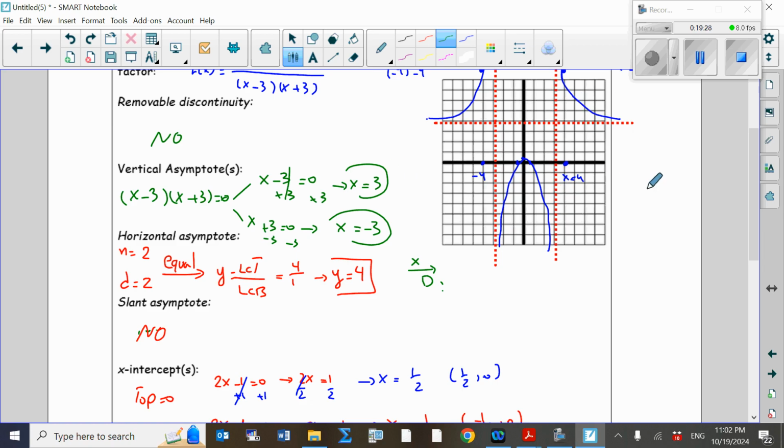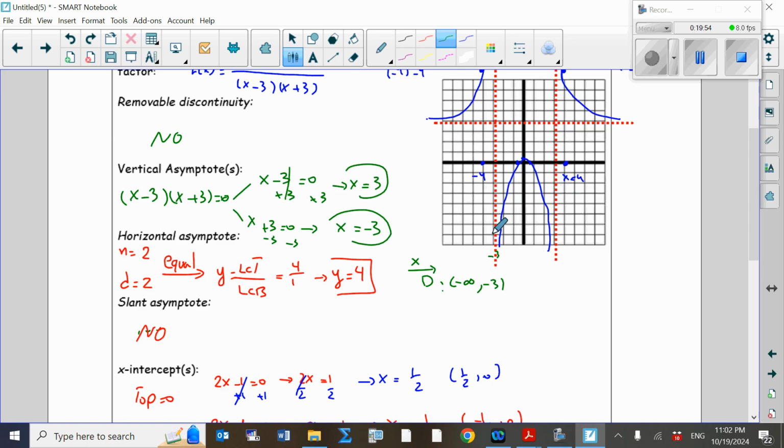Everything is defined except at the vertical asymptotes. Those are the points where the function is not defined. We know that these are discontinuities of the function. So I know that the function is not defined on these two. So I go from -infinity to -3.